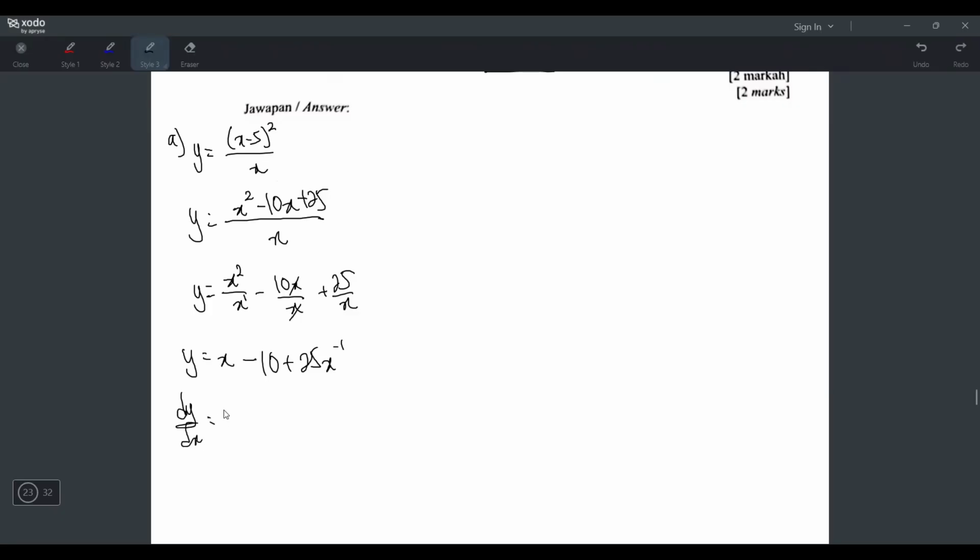Okay, differentiate x is 1. Differentiate negative 10 is 0. Differentiate this one, you take the power times the number, negative 1 times 25, negative 25. And then power minus 1 is negative 2. Okay, and the power negative 2, you can put it back down. And when you put it back down, it becomes x power 2. So remember, when you put it down or move it up, the power has to change sign. Okay, done. This is my dy dx.